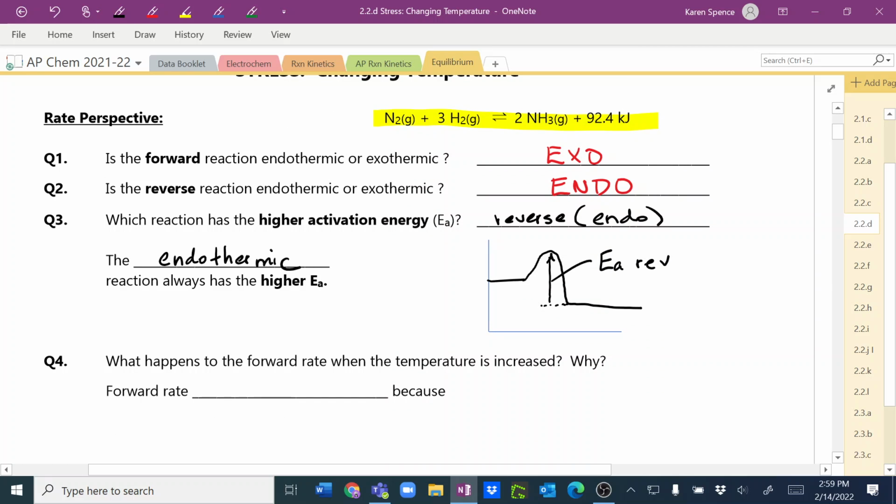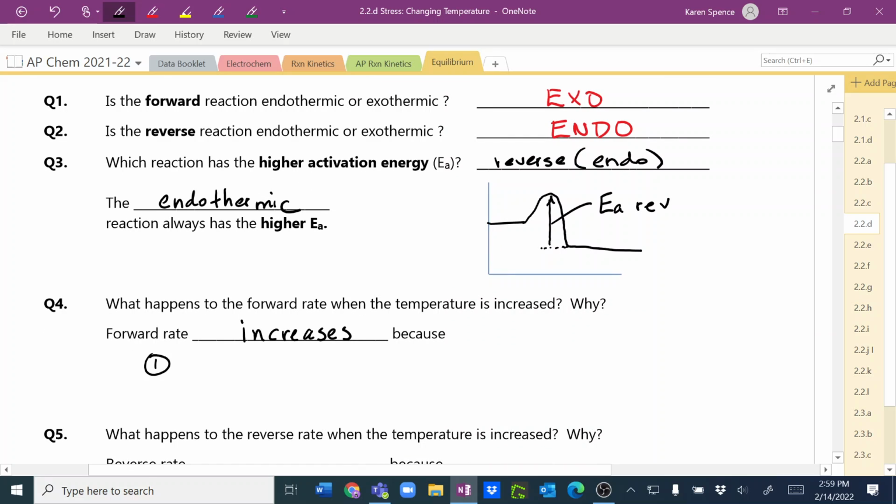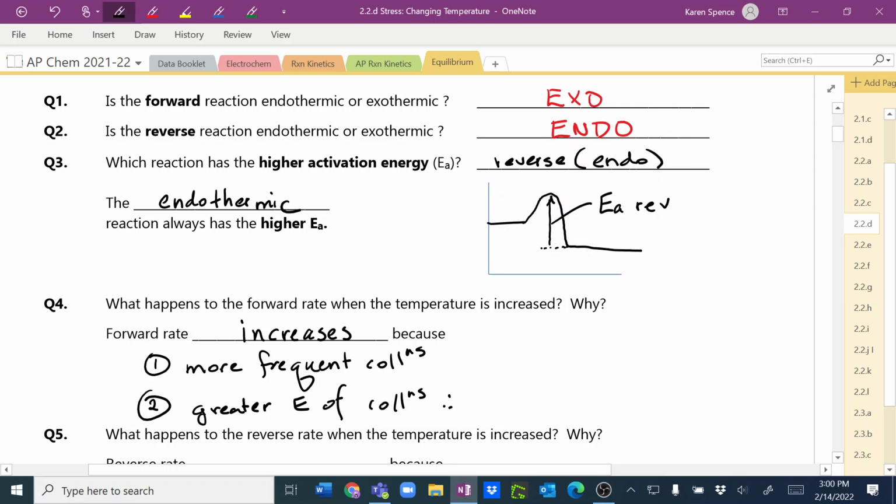So what happens to my forward rate when I increase the temperature? Increases. Why? One, more frequent collisions. Uh-huh. Okay, so we got those 2 reasons. That's nice.